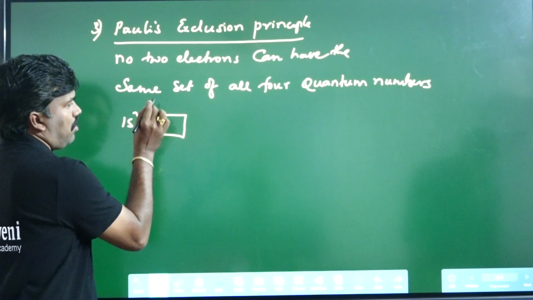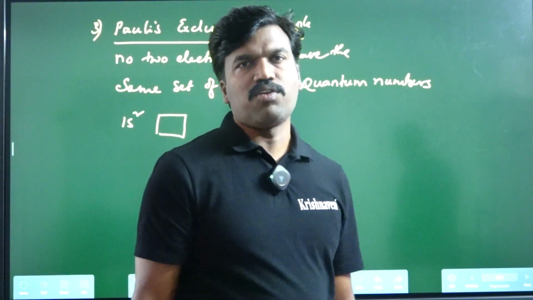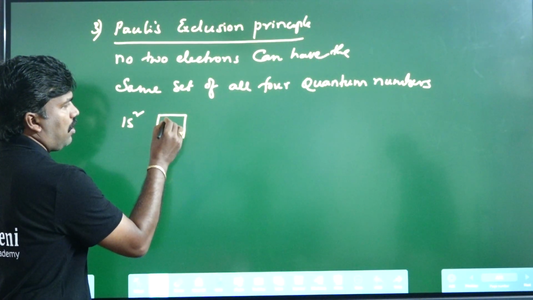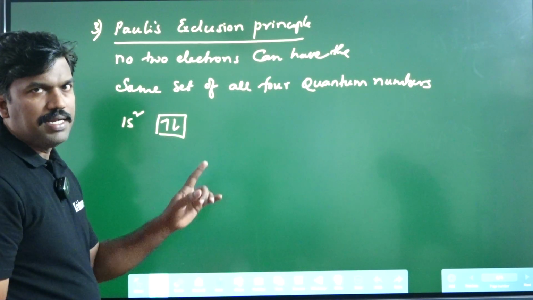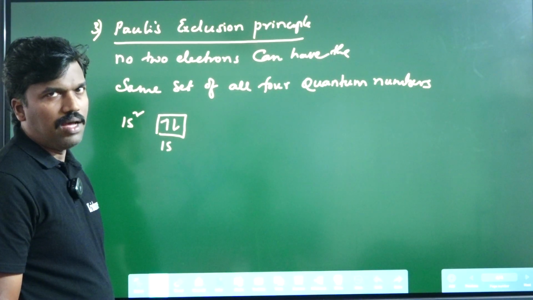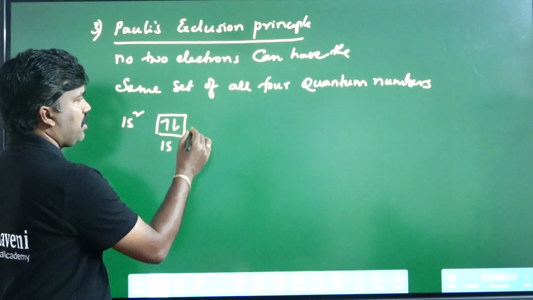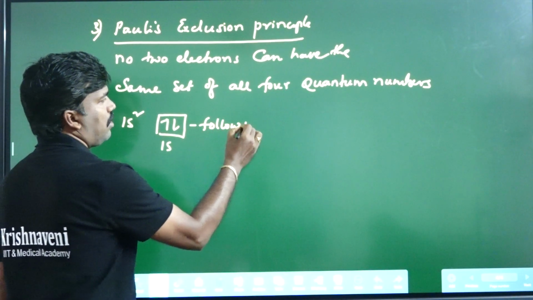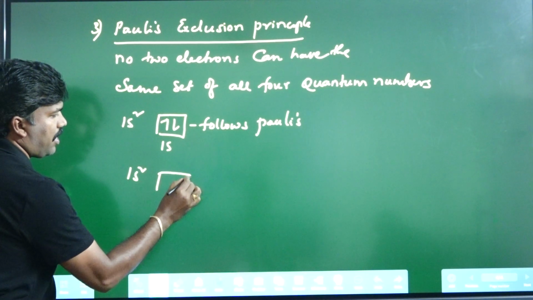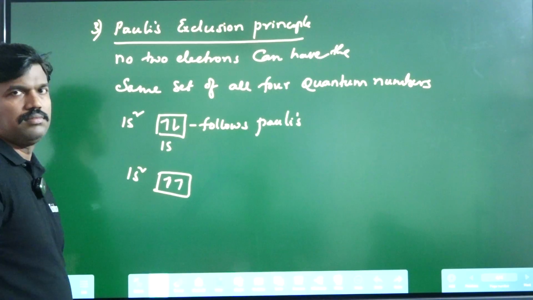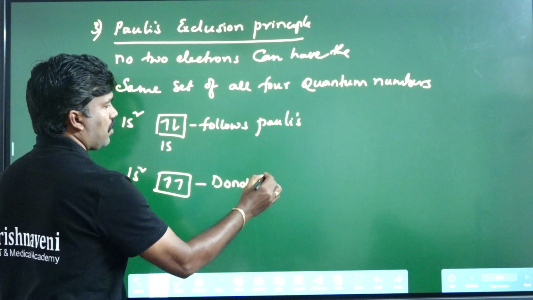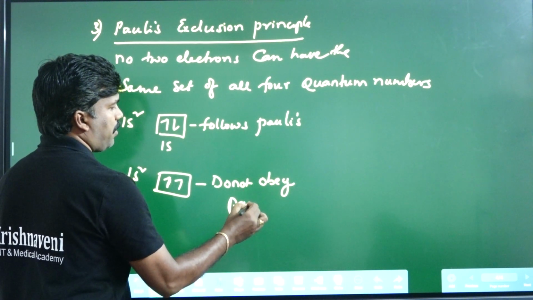For example, let us represent the 1s2 electronic configuration. It should be represented in the 1s orbital with opposite spins. Okay. So this follows, or obeys, Pauli's principle. If the same configuration is written like this, this does not obey Pauli's principle.